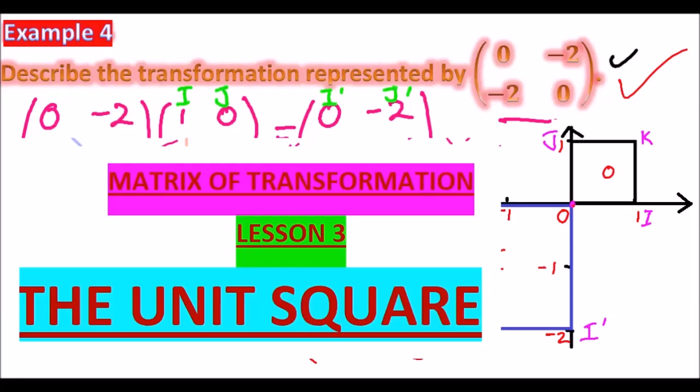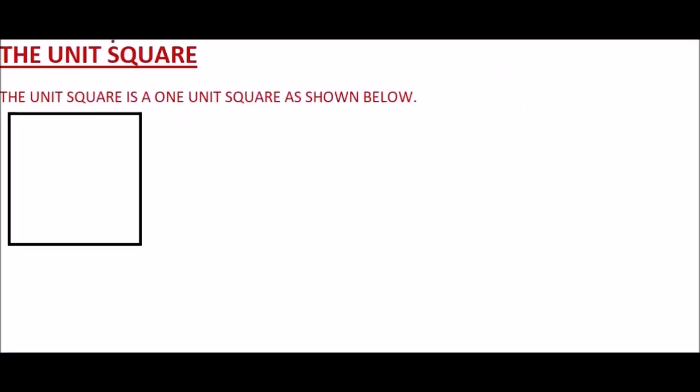The unit square in the topic matrix of transformation. So welcome to the third lesson of our topic matrices and transformation. In this topic we are going to deal with the unit square. So what is a unit square? A unit square is a 1 unit square, simply as that.